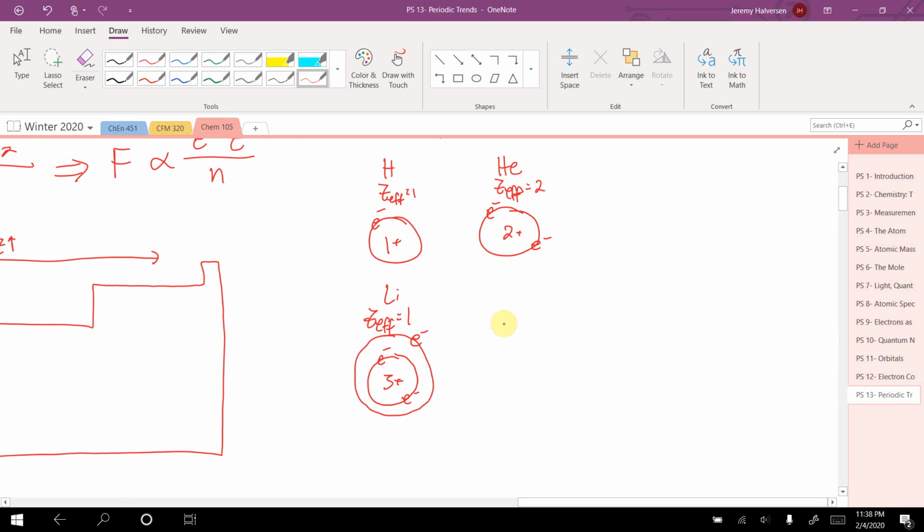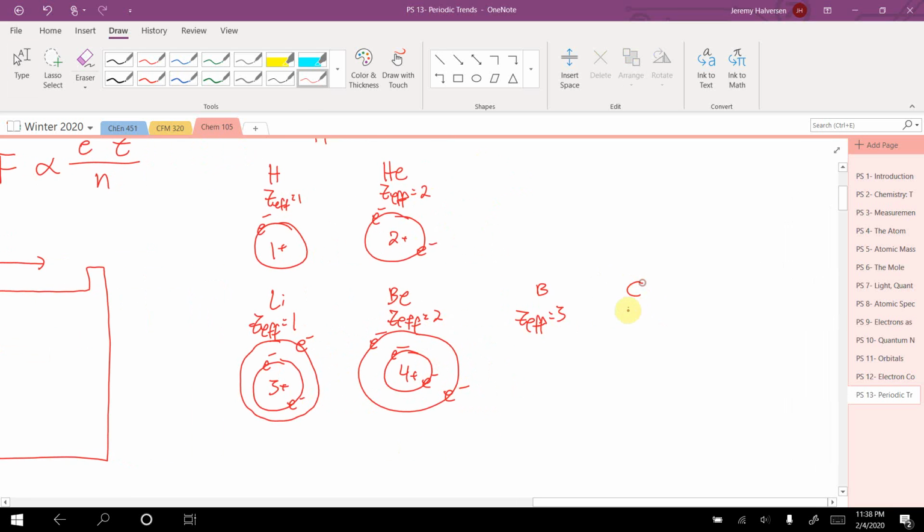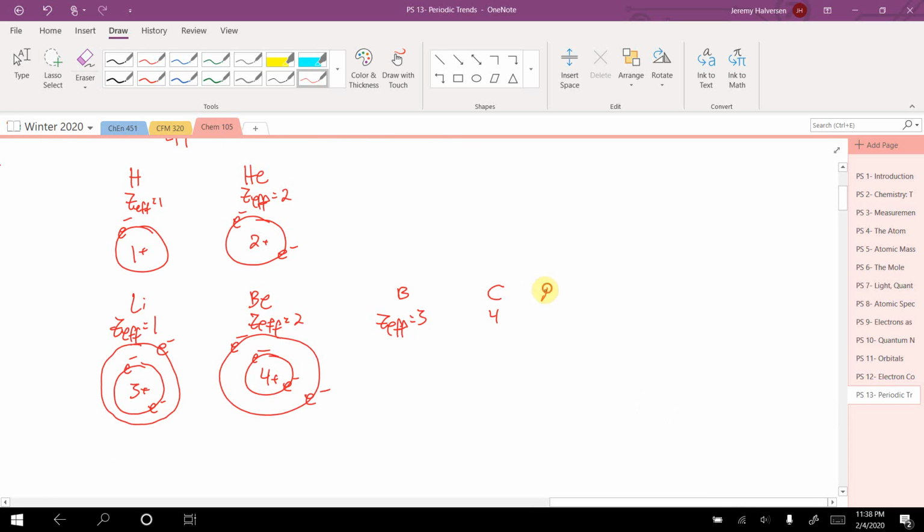As we keep moving across the periodic table, what's next to lithium? Beryllium. Beryllium is 4 plus. Electron, electron, electron, electron. How many does this guy see? Well, there's 4 there. 2 are being shielded, so that beryllium sees 2. And I could keep going with boron. If you did boron, you'd see Z effective is 3, carbon is 4, nitrogen 5, oxygen 6, fluorine 7, neon 8.